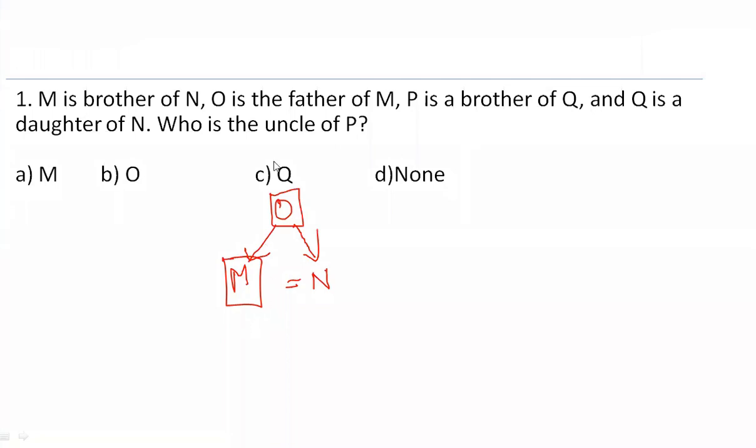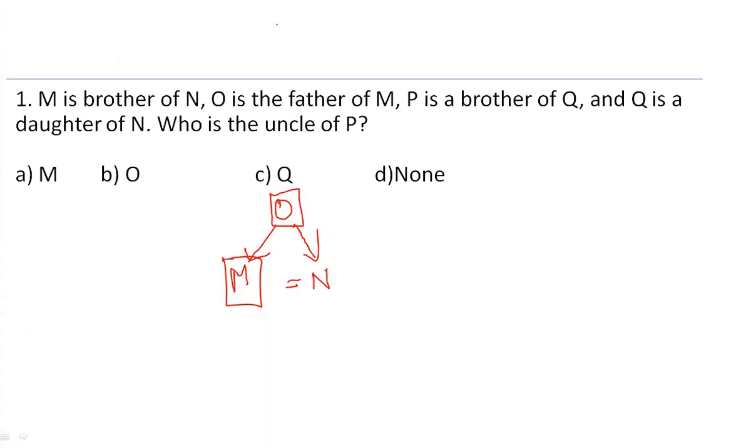Yes or no? See, ma'am, I don't know the gender of N. How can I say O is the father of N also? The gender of N is not relevant here. You can simply say that if M is the brother, then O is the father of M, which means O will be the father of N also.